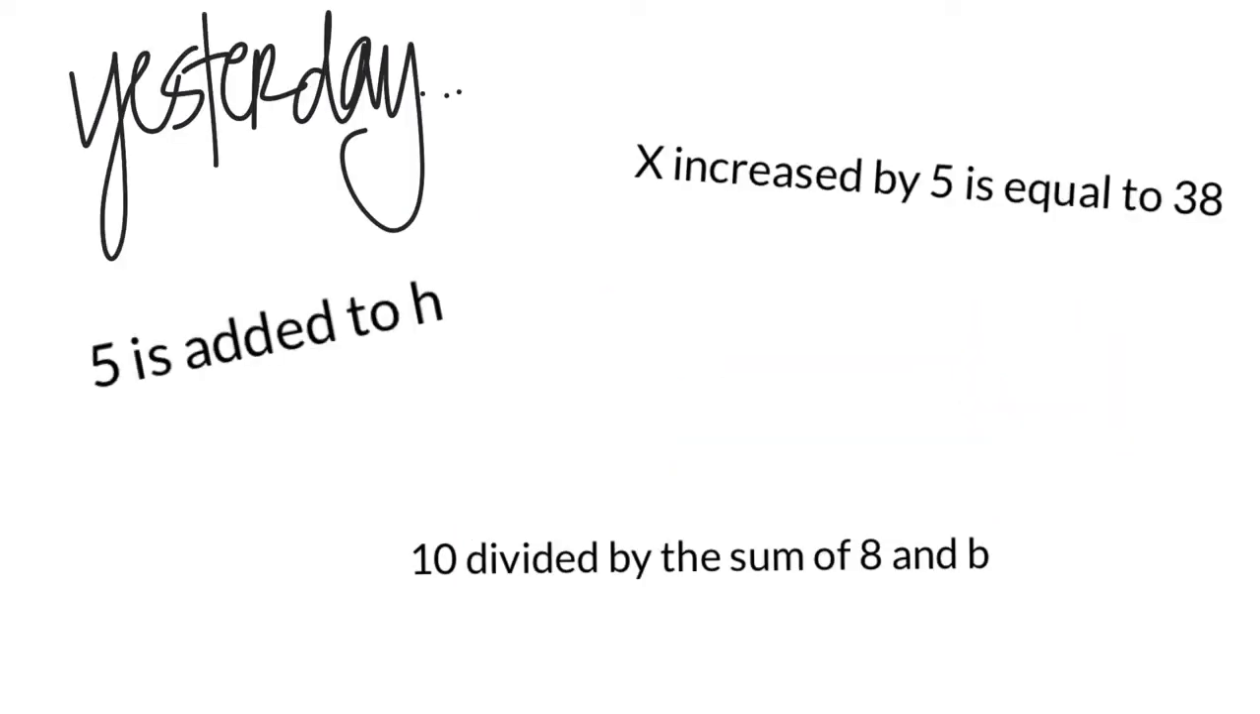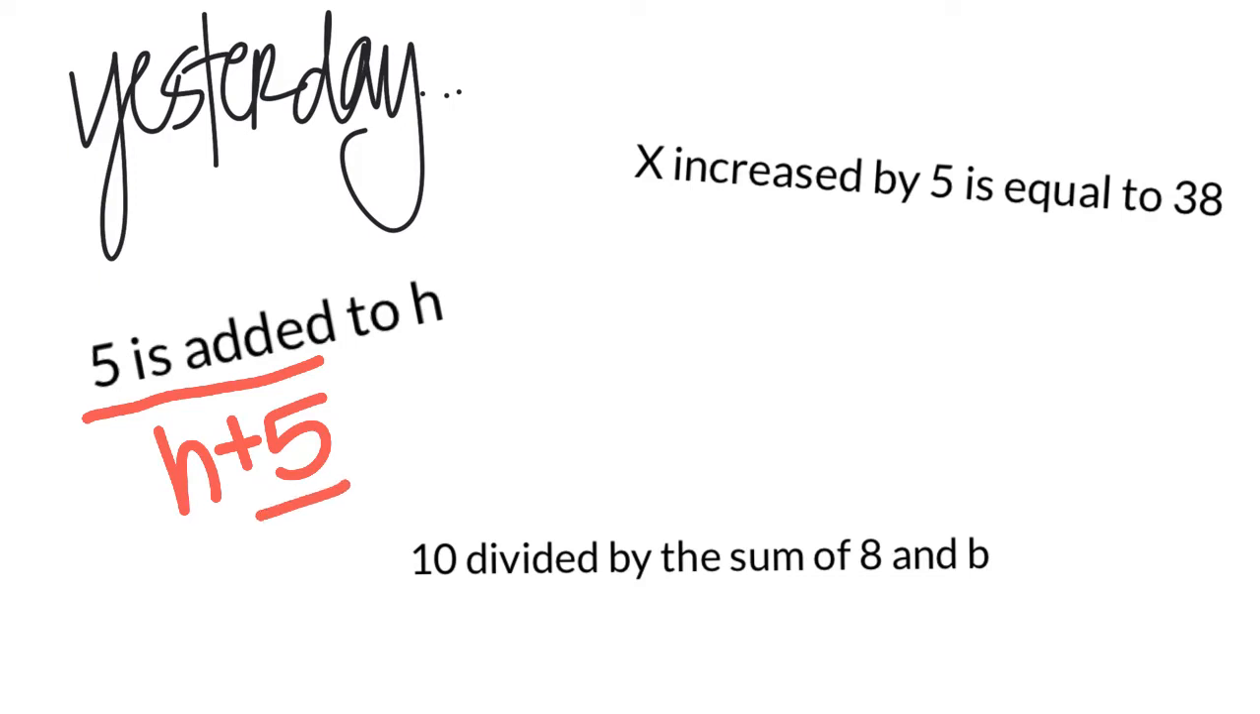So yesterday we talked about 5 is added to h, and where some of the struggle was is you were mixing up the order of things. If 5 is added to h, it would be h plus 5. Some of you were doing 5 plus h because that's the order that you'd read it, but it's saying 5 is added to h, so we would need to put the plus 5 second.